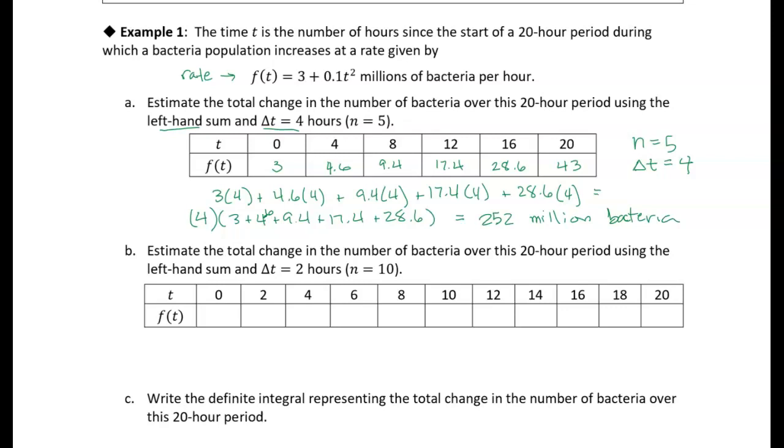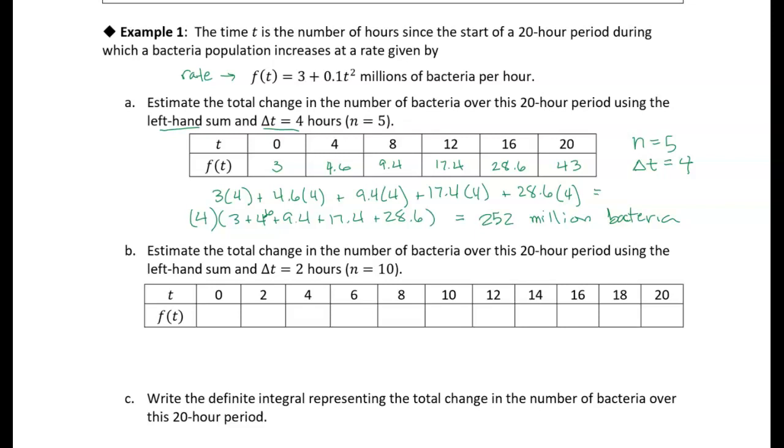So notice that this is a rate, right? The original function was a rate, millions of bacteria per hour. But if we take millions of bacteria per hour times hours, we end up with millions of bacteria, which is what we wanted to find. So in the last lecture, we were dealing mostly with velocity and distance. If we take miles per hour times hours, we get miles. And the same reasoning here: millions of bacteria per hour times hours gives us millions of bacteria.